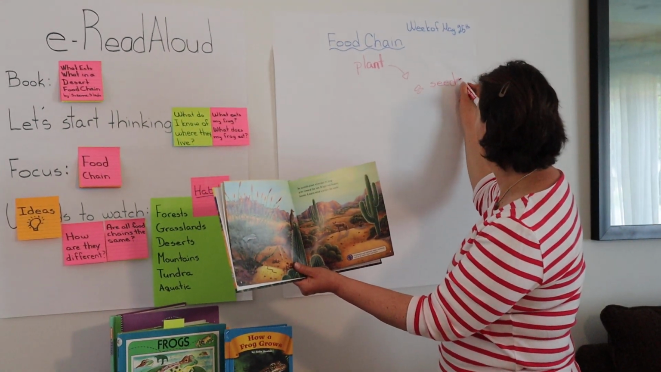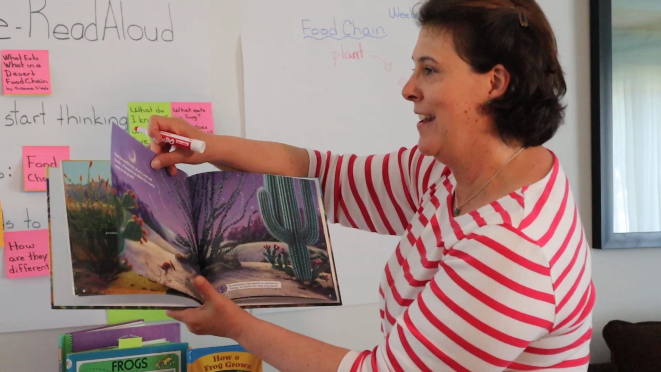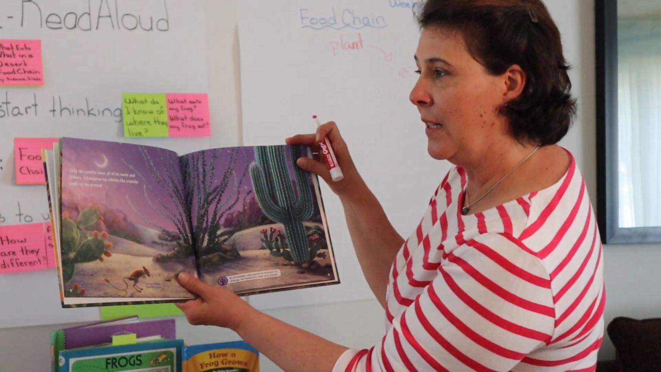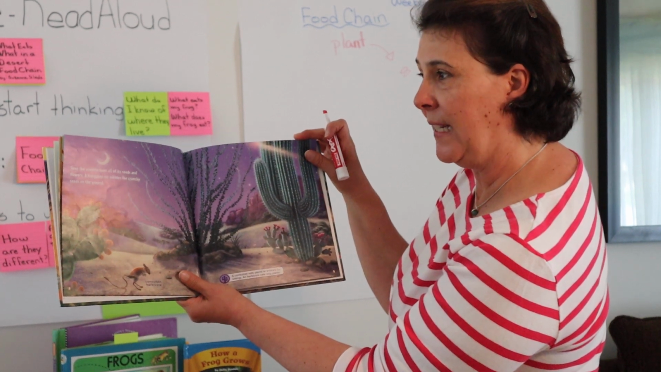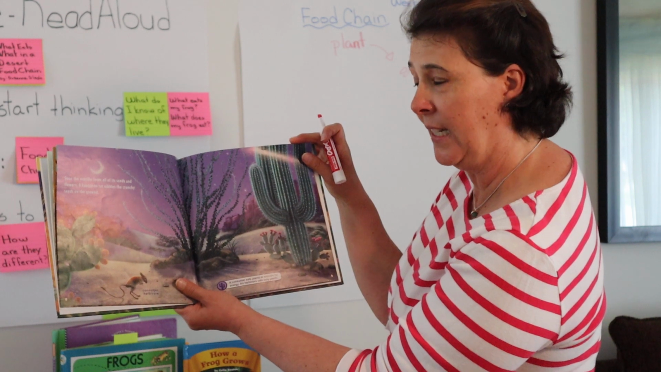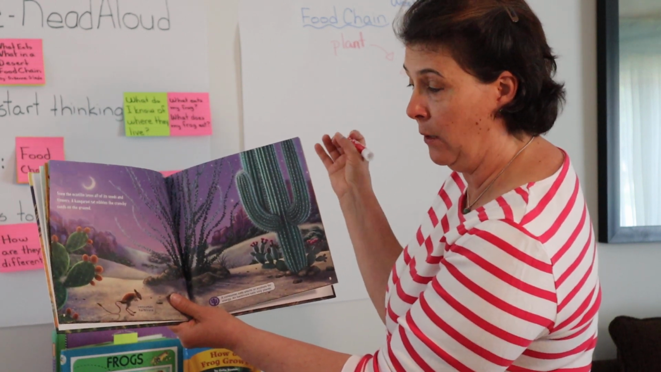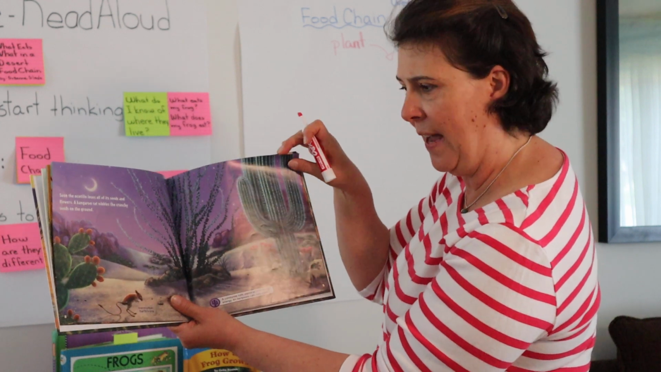I had to peek and remember how to spell seeds. Can you believe that? Then, soon the ocotillo loses all of its seeds and flowers, and a kangaroo rat nibbles on the crunchy seeds on the ground. So we will have seeds, and the plant will be eaten by some type of animal.